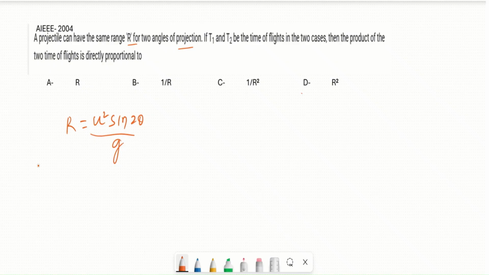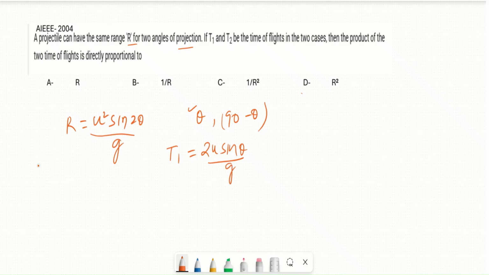So the two angles can be, one is theta and the other angle will be 90 degree minus theta, correct? See, these are the two angles for which the value of sine 2 theta will be the same, correct? So with this, we can find T1. T1 is what? The first angle is theta, let us say. So T1 is 2u sine theta by g, right?